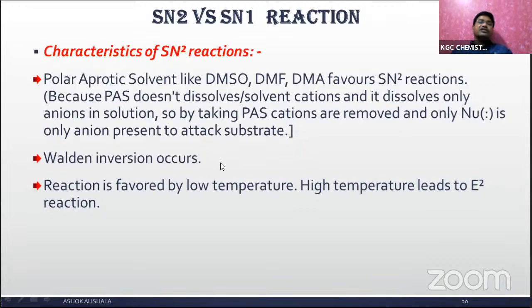Walden inversion occurs in SN2 reaction. The reaction is favored by low temperature. Suppose the temperature is increased, what happens? The elimination takes place. That elimination is called the E2 elimination reaction.